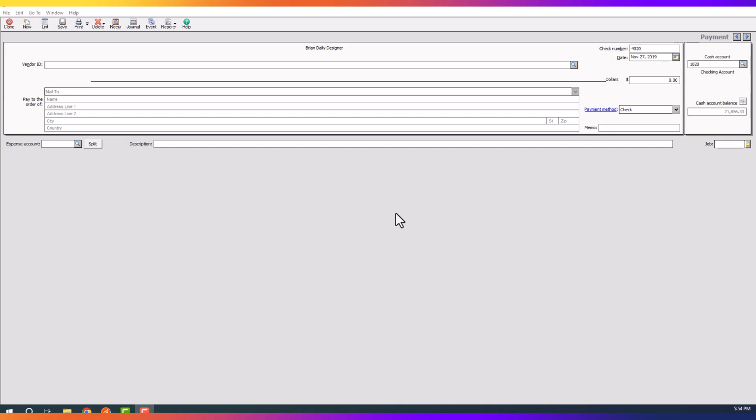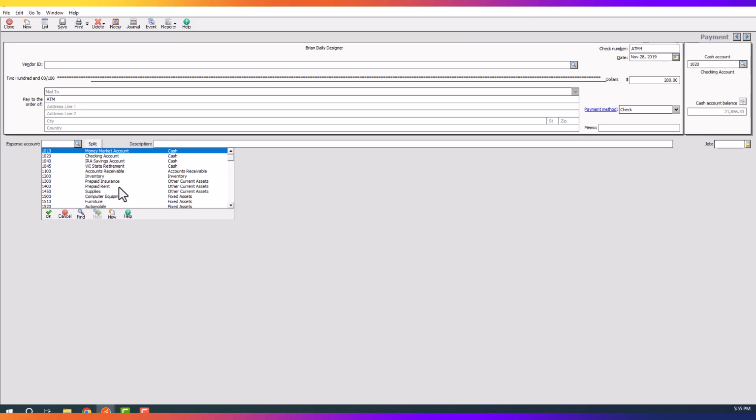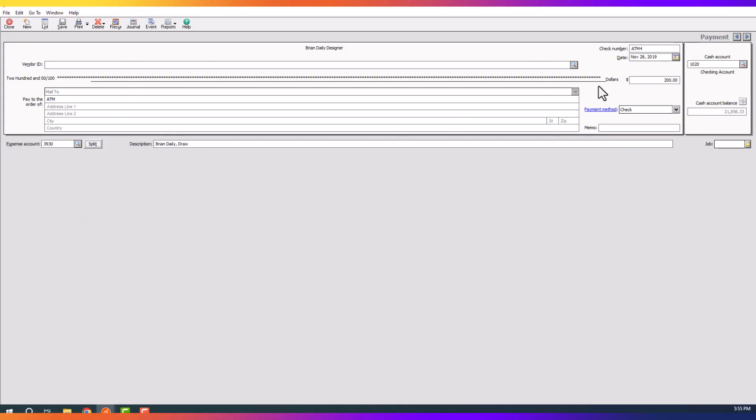And then the final transaction from the table at the top of page 342 is an ATM withdrawal. So for the check number, I'm going to type ATM 4 because I've used ATM 3 just a moment ago. And the date of this transaction was November 28th, so I changed that. And then I'll enter the details. So it was a $200 withdrawal. I put ATM for the name, and then for the account, I'm going to find that owner drawing account number 3,930. Select that, check all these details, and then save the transaction.